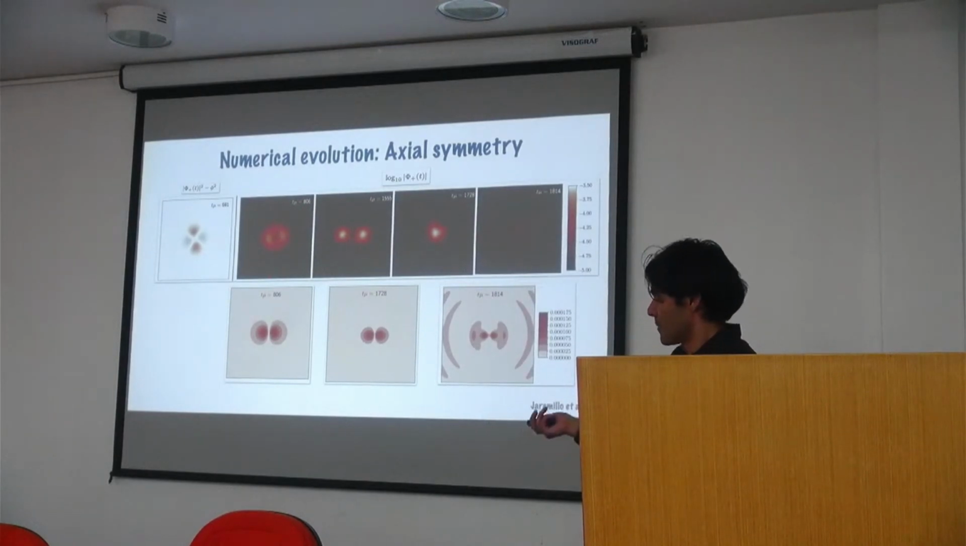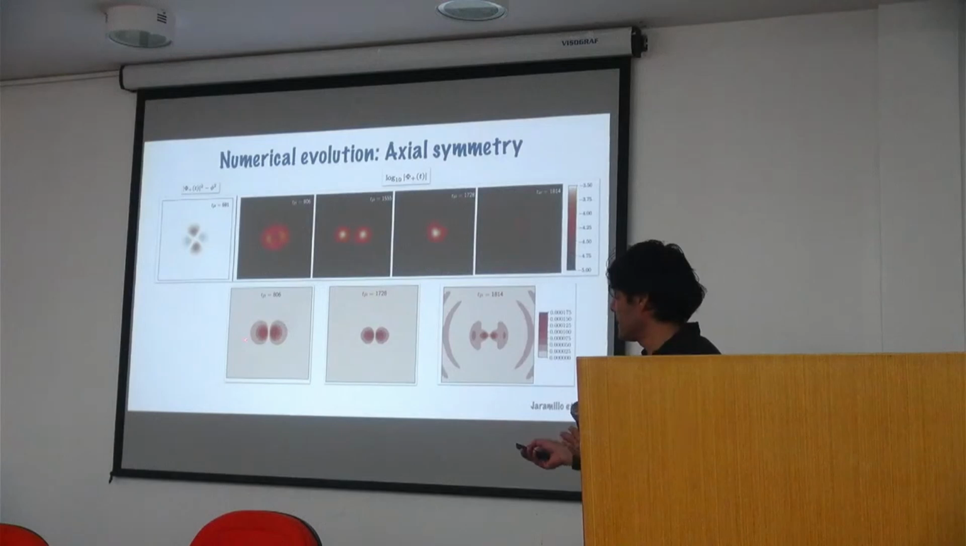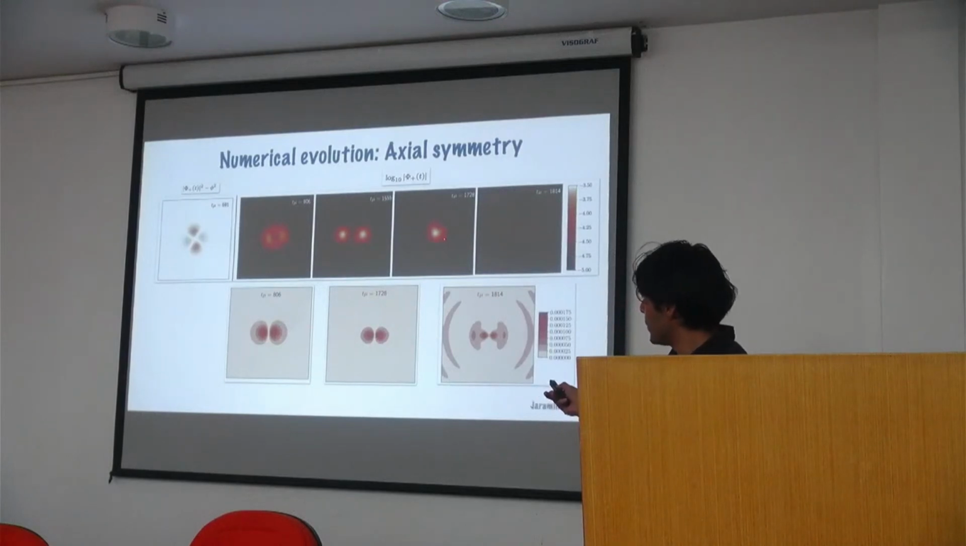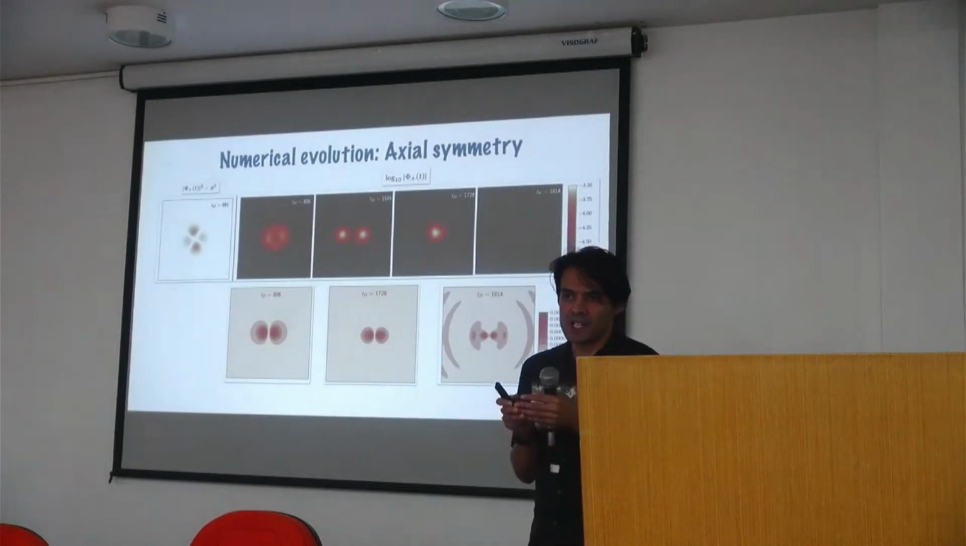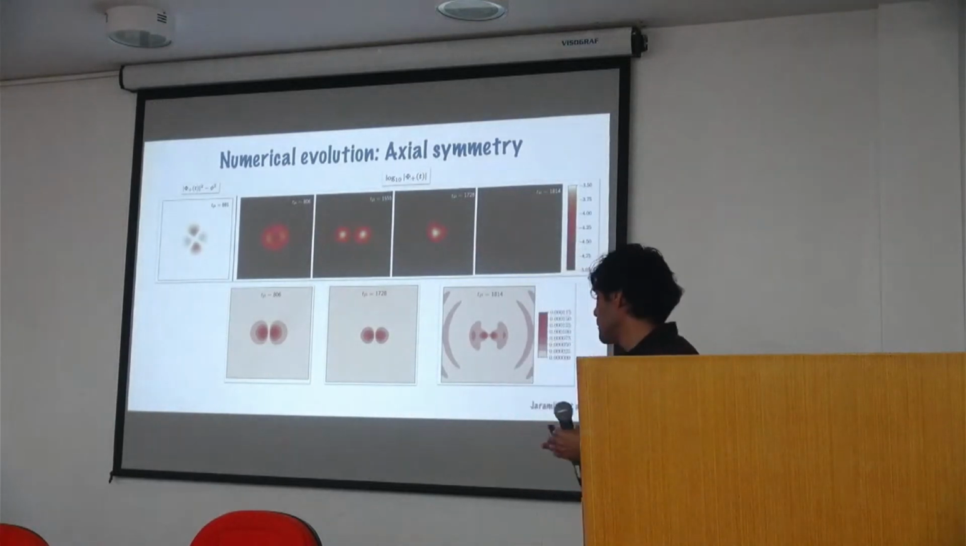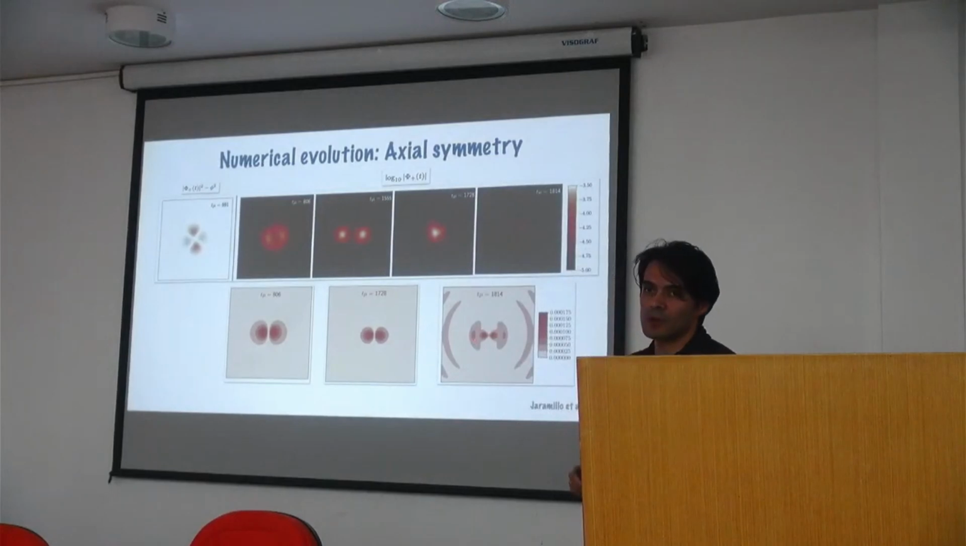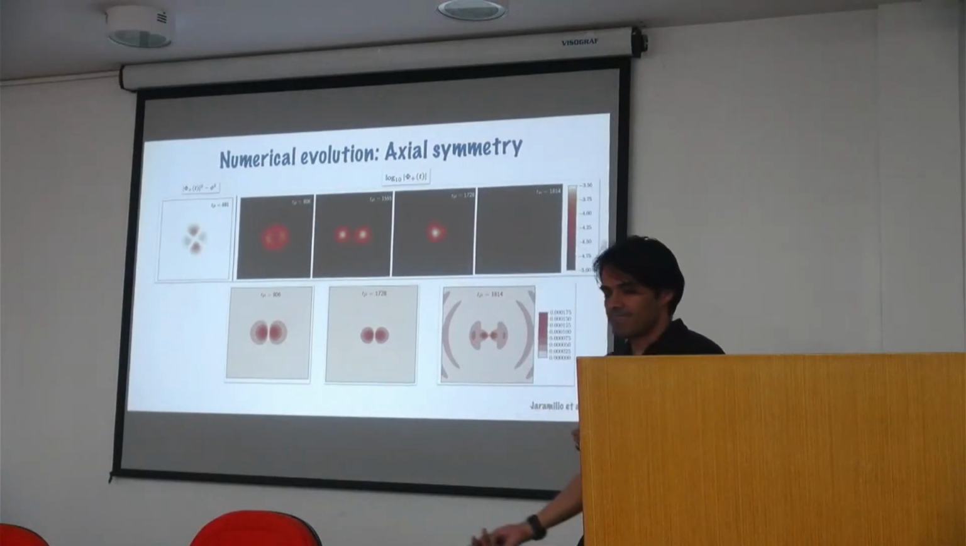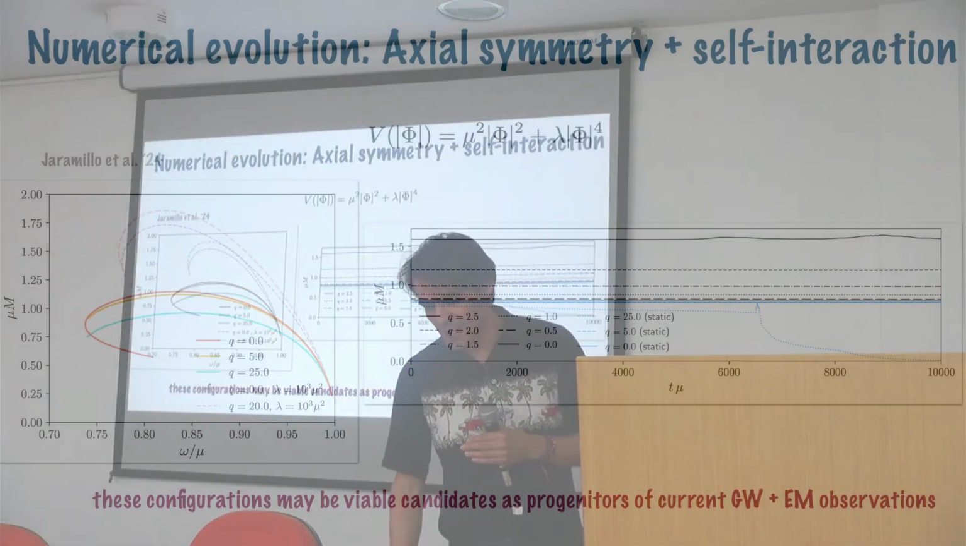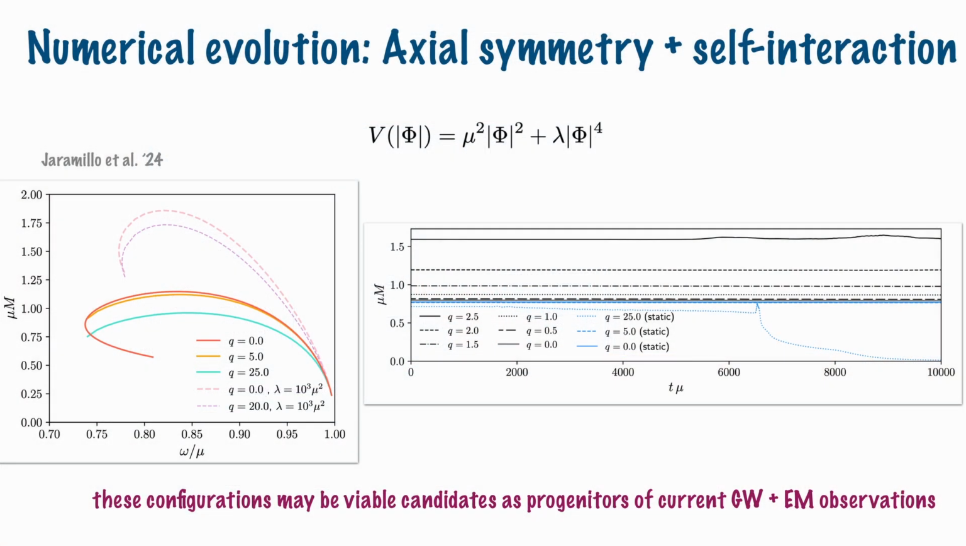I'm just plotting the strength of the magnetic field, and you can see that it looks like a toroidal field. Then it contracts a little bit, and when these two objects merge and collapse to a black hole, a lot of the magnetic field is ejected. So at the end, we end up with just a single black hole, and there is no magnetic field surrounding the system. So once again, these configurations cannot be progenitors of the observations.